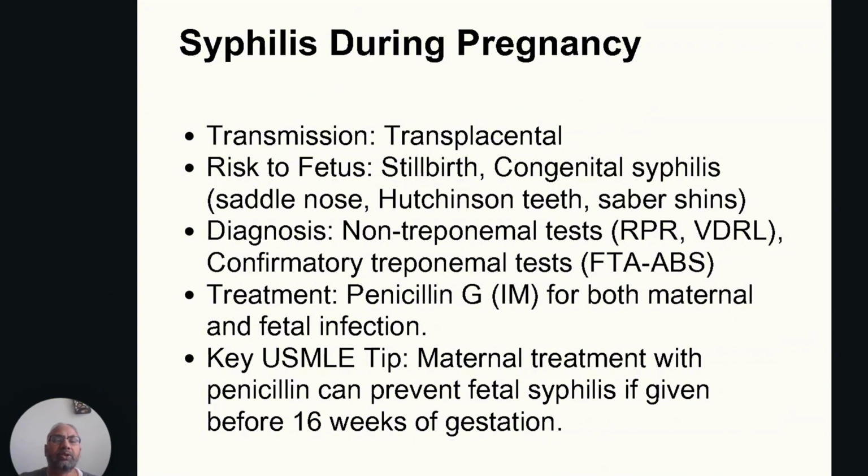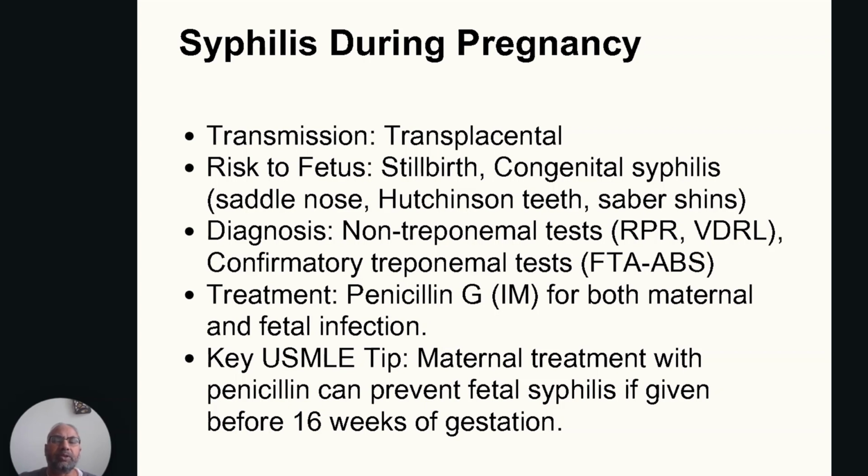Diagnosis of this condition: we do some very famous tests known as the RPR and the VDRL, and we can confirm this through the treponemal test, which is the FTA-ABS. So these are the important tests: the non-treponemal test and the treponemal test. The non-treponemal tests are the rapid plasma reagin, which is the RPR, and the VDRL, and the confirmatory test is the FTA-ABS.